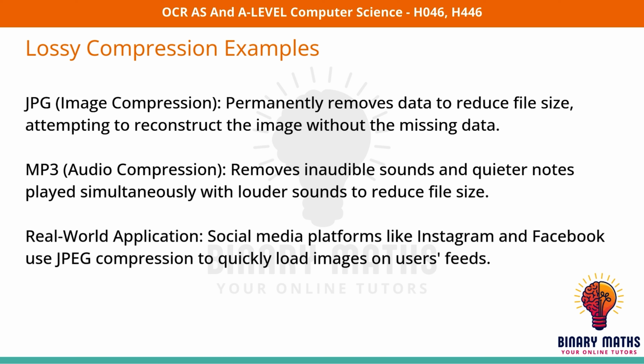MP3, which is an example of audio compression, removes inaudible sounds and quieter notes played simultaneously with louder sounds to reduce file size. This allows for smaller audio files that still sound good to the human ear. Social media platforms like Instagram and Facebook use JPEG compression to quickly load images on users' feeds, ensuring a smooth and fast user experience.